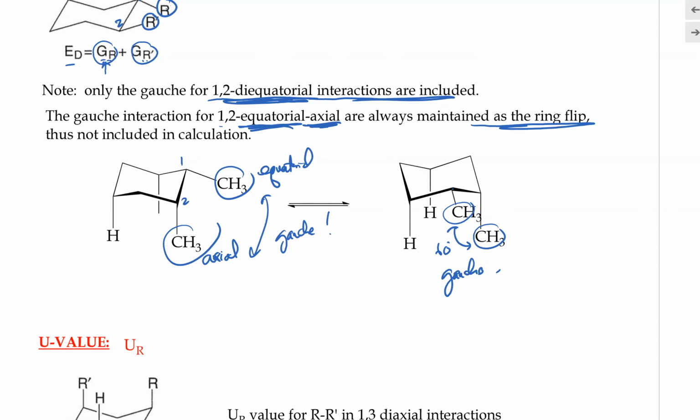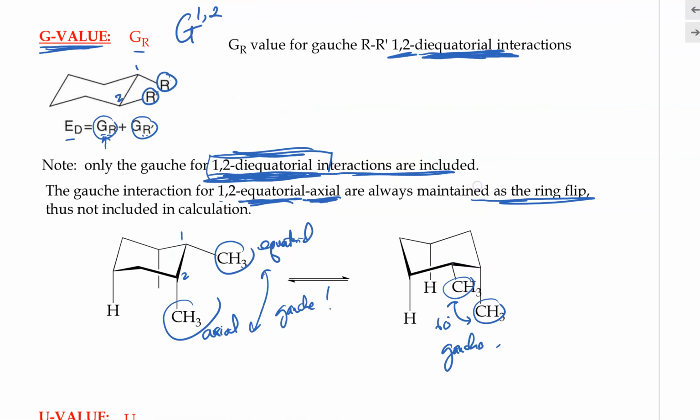Only when they are di-equatorial do we need to include them, because as the ring flips, this interaction can change and will not be maintained anymore. So this is why we only need to pay attention to the 1-2 di-equatorial interaction.